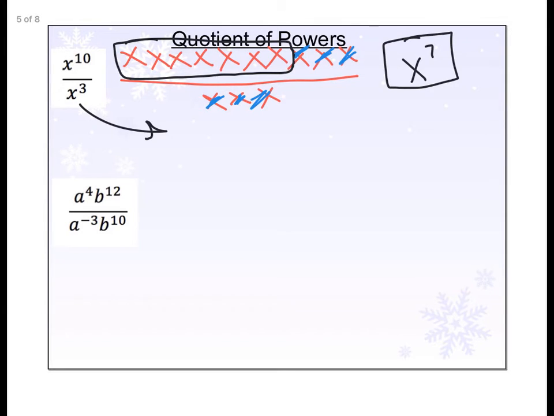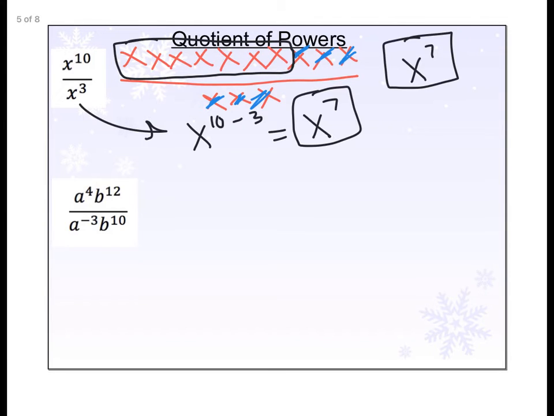Now, a shortcut you guys learned last year is when you are dividing with exponents, you can also subtract instead of working it out longhand. So I do x to the 10 minus 3, which would still also give me x to the 7th. That's another option for you.